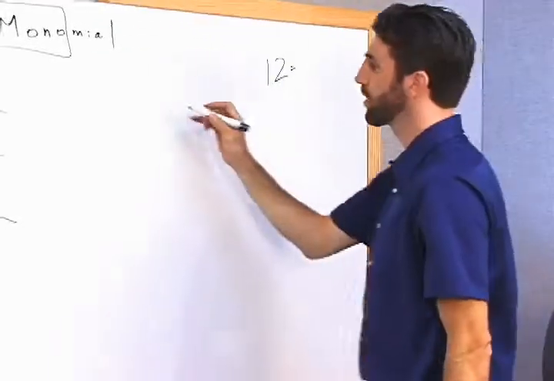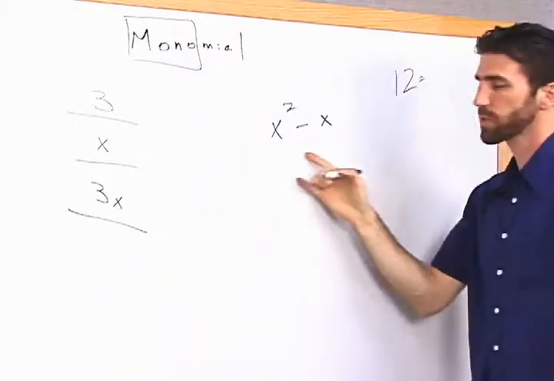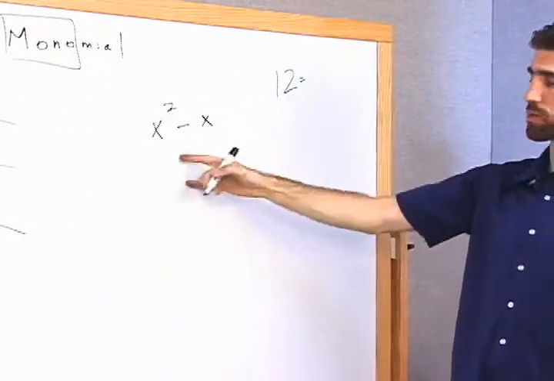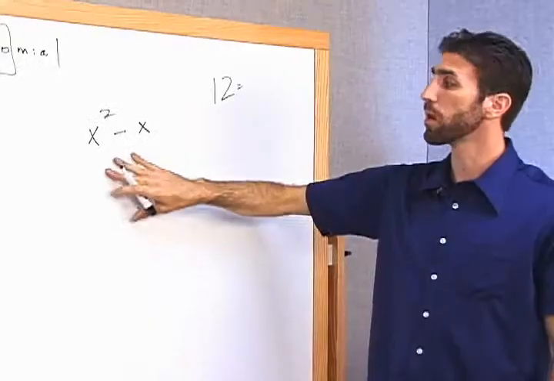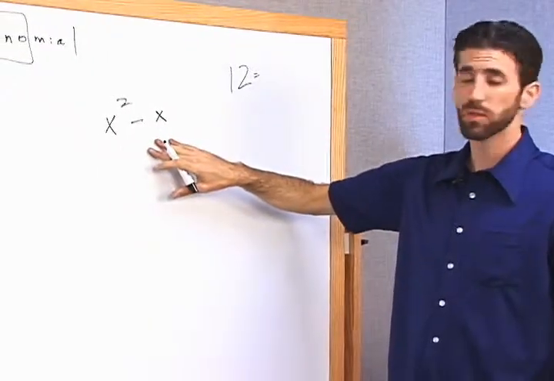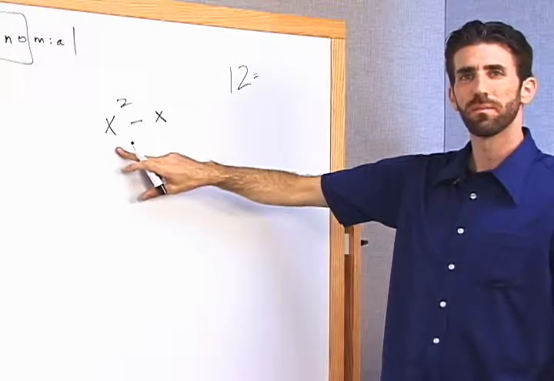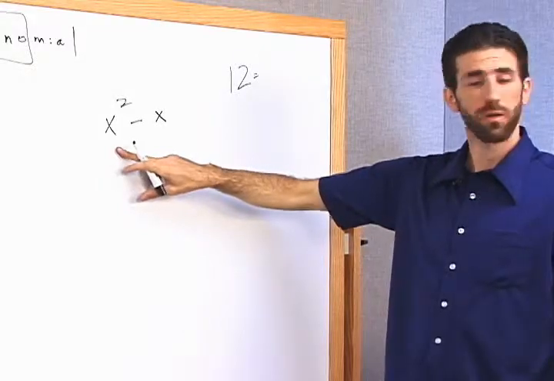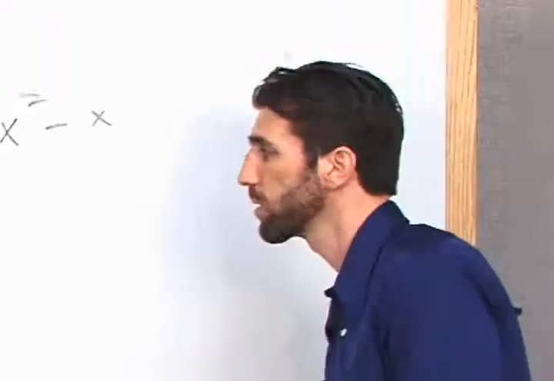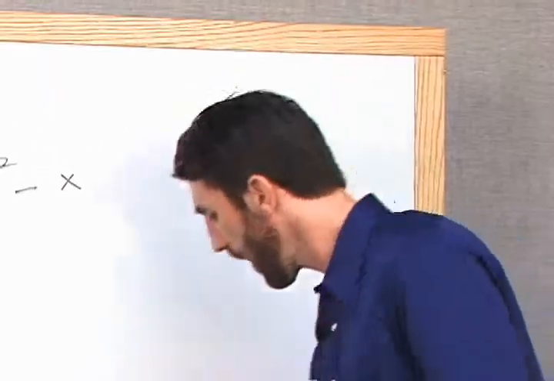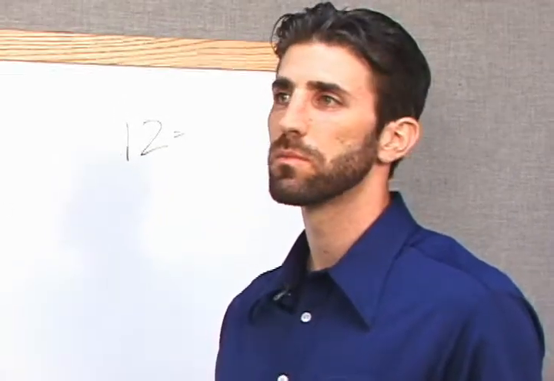I'm going to factor this. This is an expression, right? Remember, no equal symbol. It's an expression. Is this a polynomial? Yes. Why? It's the difference of monomials. How is x squared a monomial? Because it's a product. Very good. X times x. So that's the product of two variables. So x squared minus x, we call it a binomial. Why? Because there's two of them.